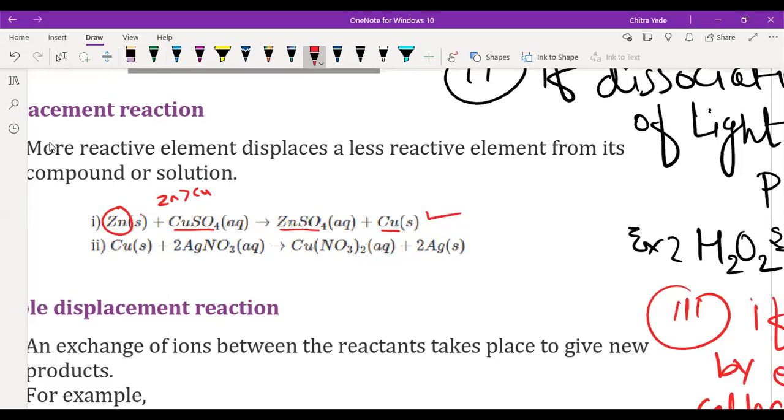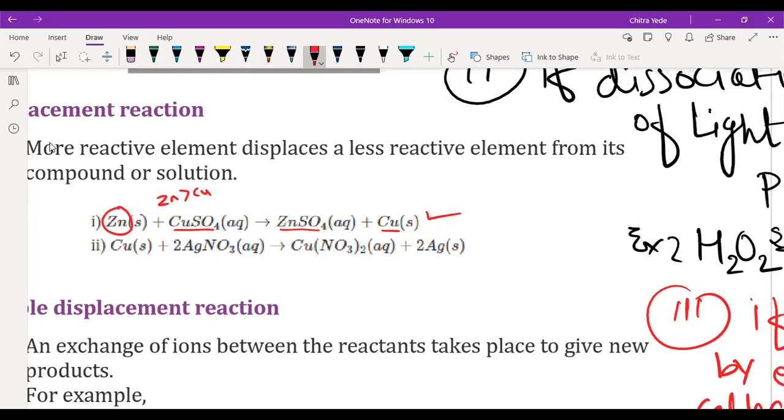But probably you have understood, because in the reactivity series all the metals are arranged in decreasing or sometimes increasing order of their reactivity from top to bottom. From there we will understand which element or metal is more reactive and which is less reactive. Understood?